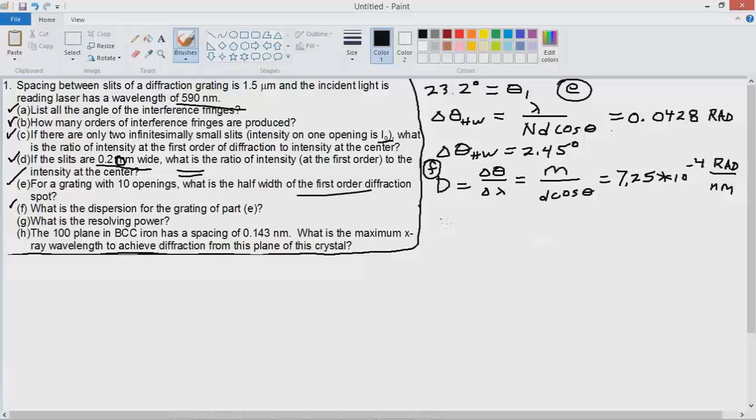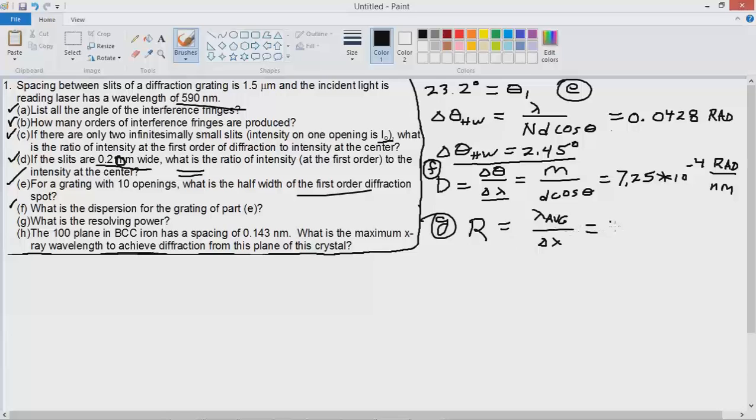Okay, part G, resolving power. Basically, the bigger the better on this parameter here. That's the average wavelength divided by this delta lambda. So if we take this delta theta to be the half width, how accurately can we measure wavelength? And how is that compared to the average wavelength? That's what this resolving power is all about. So I'll be back after calculations.